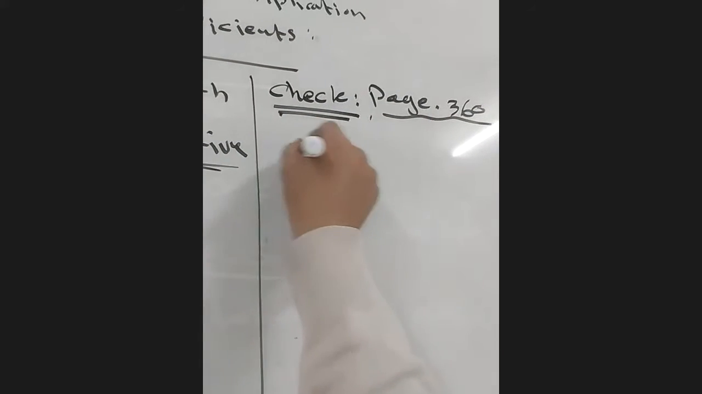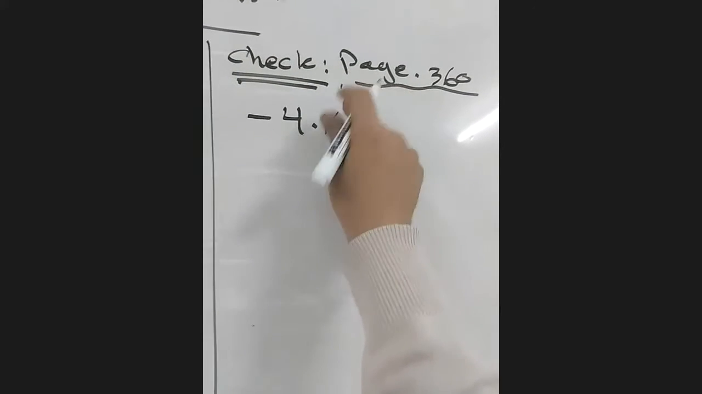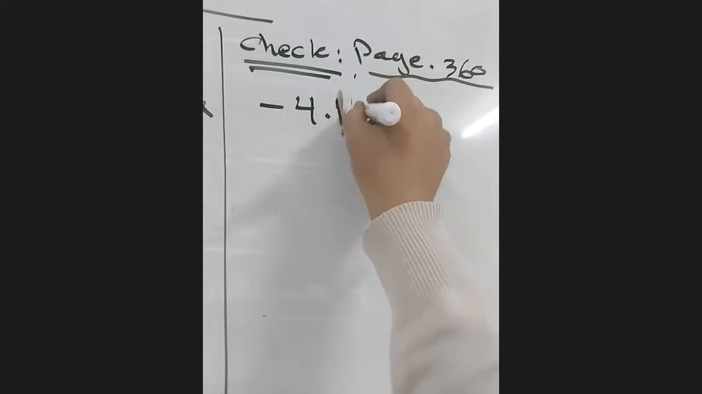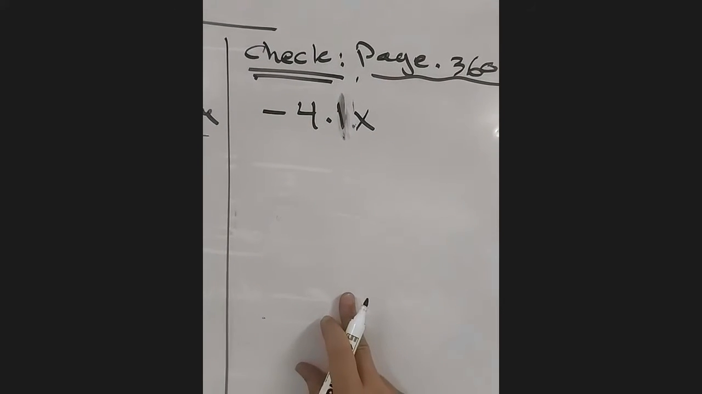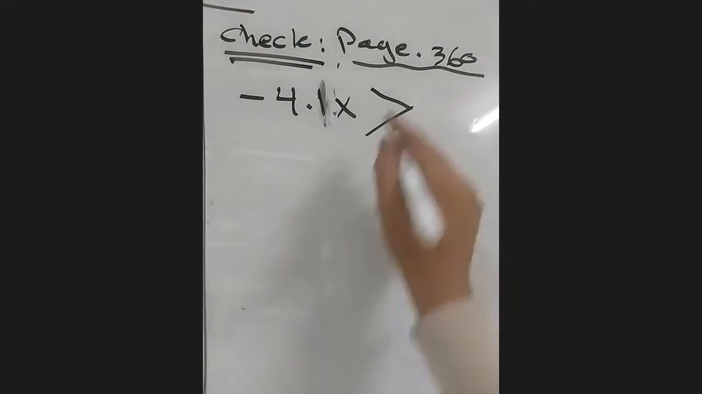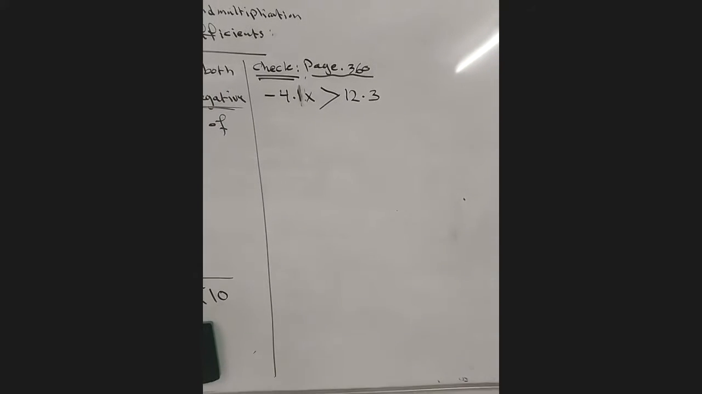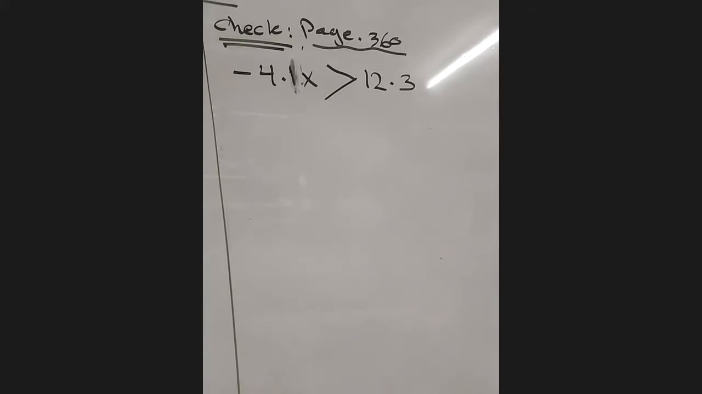Yalla Muhammad. Check. Solve: negative 4.1x greater than 12.3. Excellent. Let's do this one together with Muhammad Hassan.